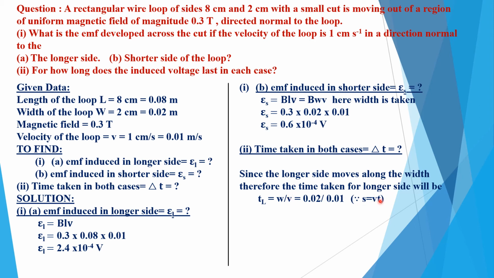So here distance is actually the width, that is equal to V into T, and for getting T we divide W by V and we get 0.02 divided by 0.01, that is equal to 2 seconds. So time taken is equal to 2 seconds.